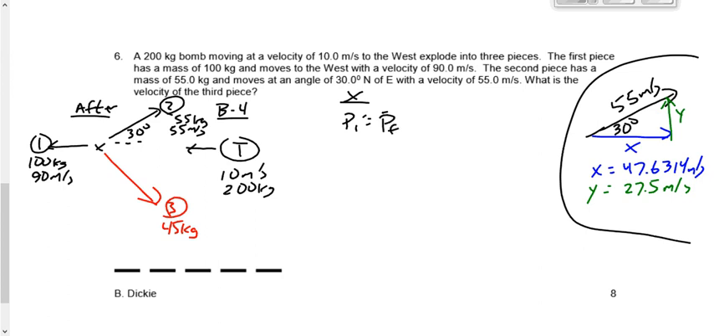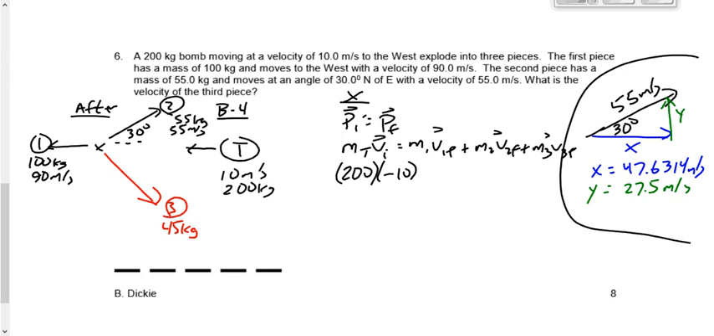Pi is equal to Pf. M total times V initial equals M1 V1F plus M2 V2F plus M3 V3F. Mason, why did I include an M times V here for the initial? Because in that last question I didn't, right? Yeah, it's moving before it explodes this time. The total mass is 200 kilograms. The initial velocity is negative 10 because it's going to the left, going to the west. What's M1? 100. V1F is negative 90, right? Because it's going to the west.